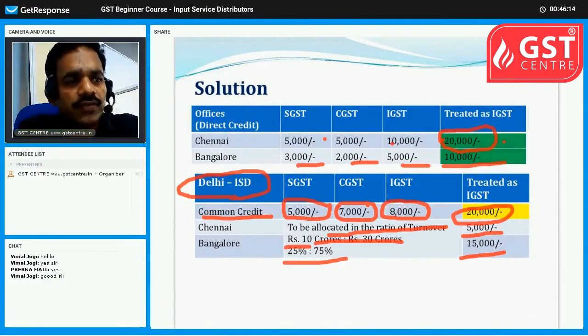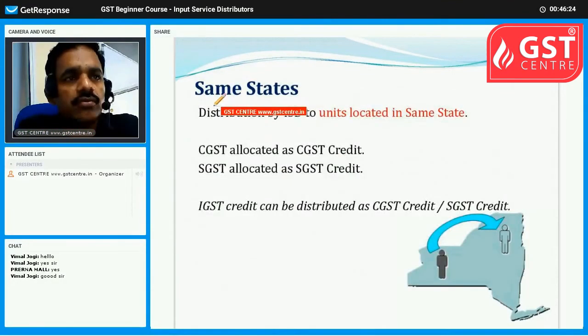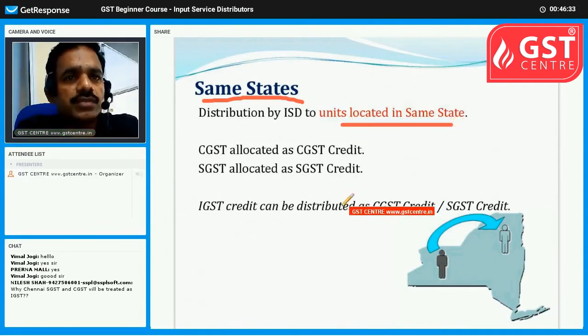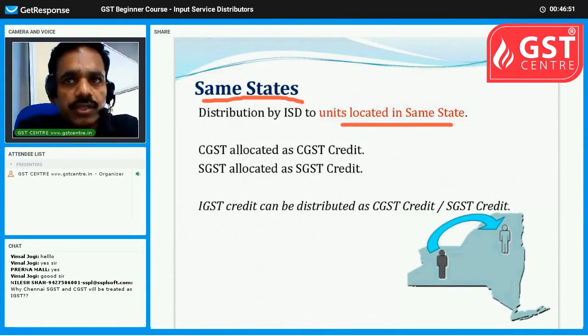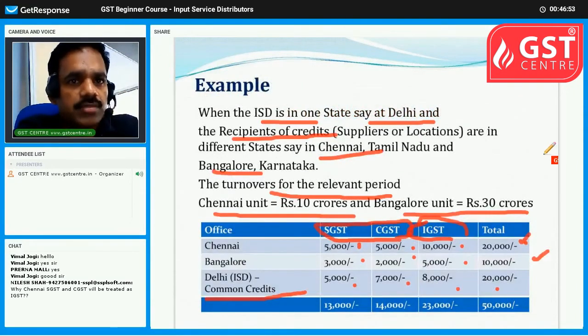Okay. And in the case of different states, the credit available can be treated as IGST. And we have already seen different states. In this case, we will see same states. Distribution of ISD to units located in the same state. Why Chennai SGST and CGST will be treated as IGST? In the case of input service distributor, it comes like that.